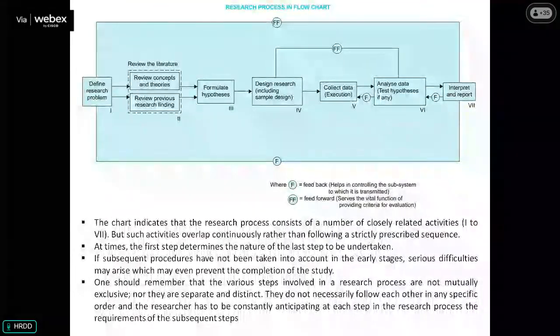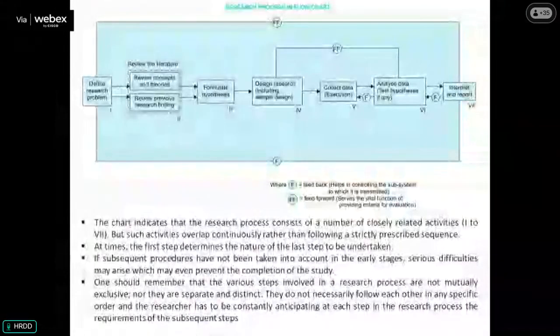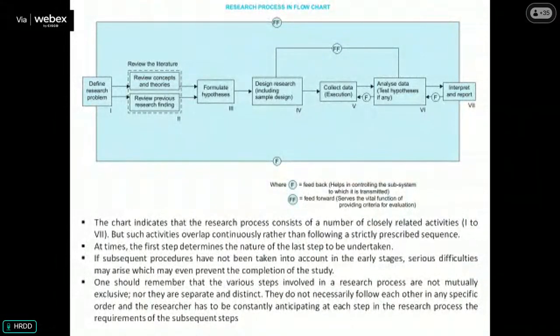Again, what they are telling, one should remember that the various steps involved in a research process are not mutually exclusive, nor are they separate and distinct. So, as I am telling, it is not that you define the research problem and then do not do the literature survey. No, not like that. We have to continuously evolve. Whatever problems we are facing, we have to solve continuously. So, it's not that it's separate and distinct. So, during the execution of data, also you have to go to literature and see whether it is coming.